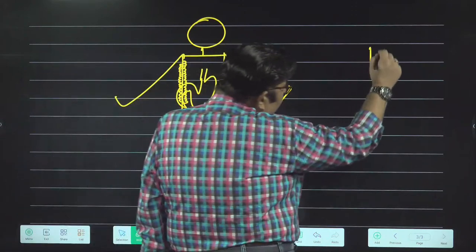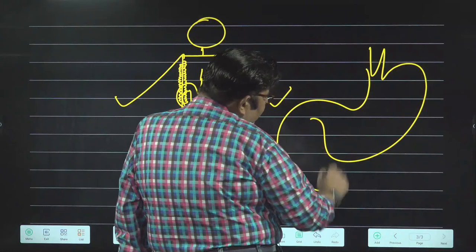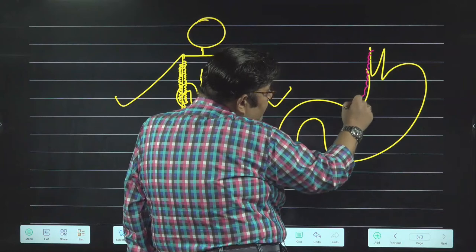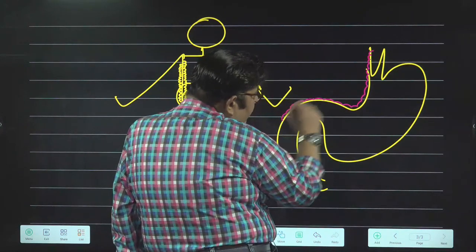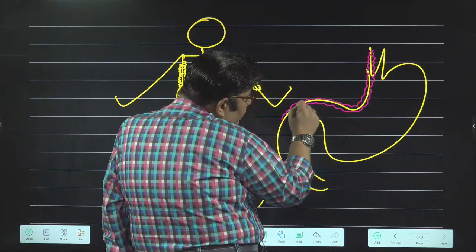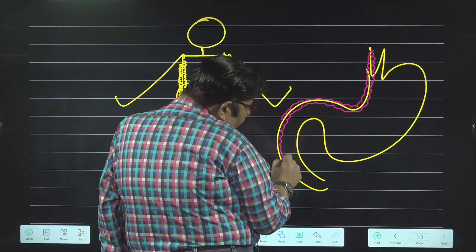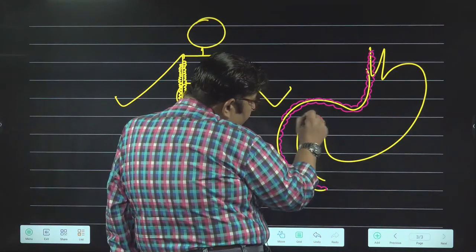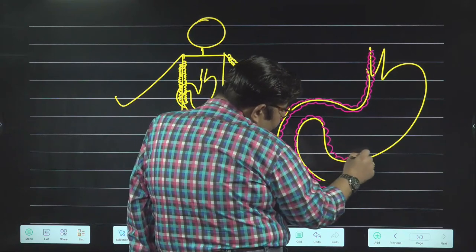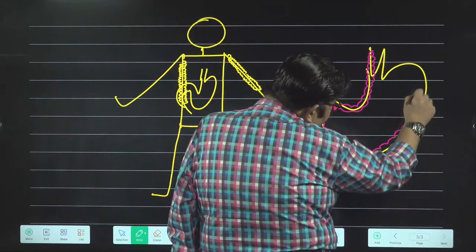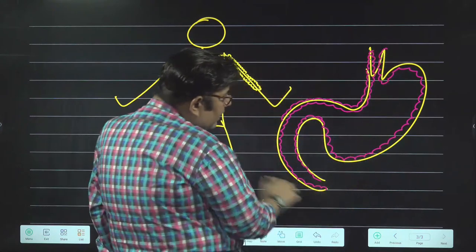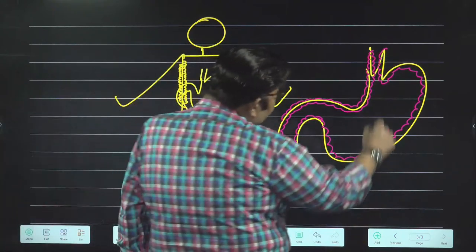Let me take the organ out and then explain. If there is an organ inside, where is the epithelial tissue? Epithelial tissue can be found in this place, and on the other side also. So what I am saying is that there is no point in the body where you will not find epithelial tissue. No surface in the body is left uncovered, not even a single dot. It is covering every part.